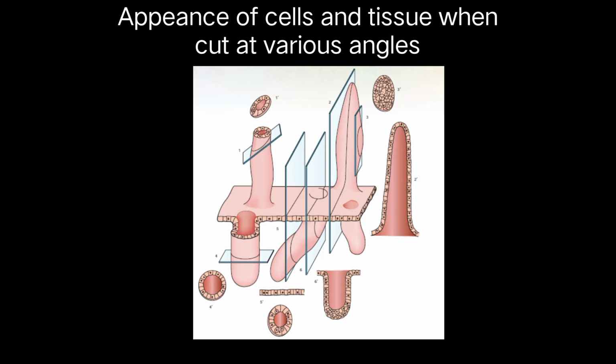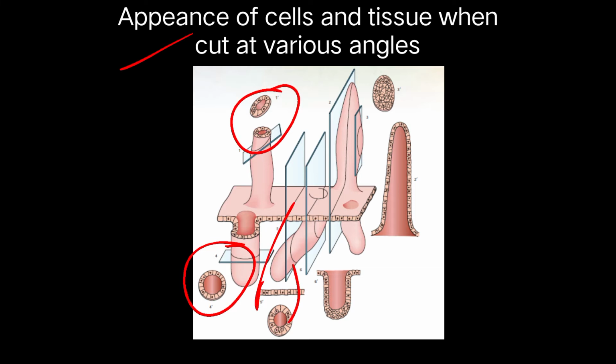As we can see here, the appearance of the cells and tissue when cut at various angles. This one is indicating from here, this one is indicating here, this one is indicating here. Similarly we can see 3 is here, second one is here, like this. So this is the differentiation from the same organ.